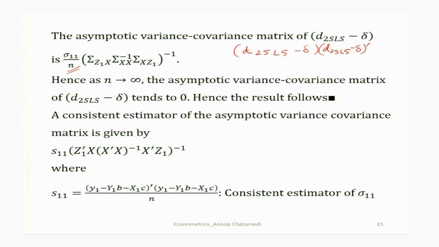Further, you can obtain a consistent estimator of this asymptotic variance covariance matrix. Say we estimate sigma_11 by S_11, then you have 1/n sigma_{Z1 X}, and then you estimate sigma_{Z1 X} by 1/n Z1 transpose X. You estimate sigma_{XX} by 1/n X transpose X, and so on. So finally, you get this estimator for the asymptotic variance covariance matrix, where S_11 is equal to 1/n (y1 minus Y1 b minus X1 c) transpose, and then you have this expression. So this is a consistent estimator of sigma_11.